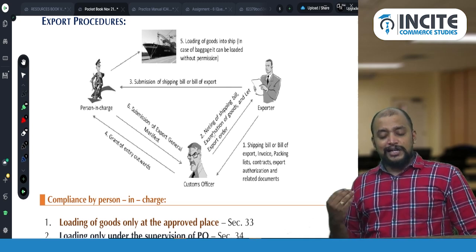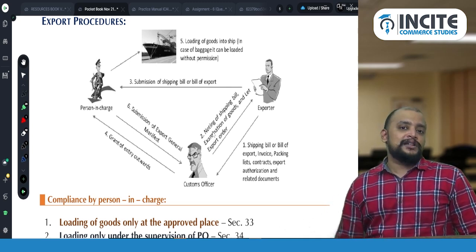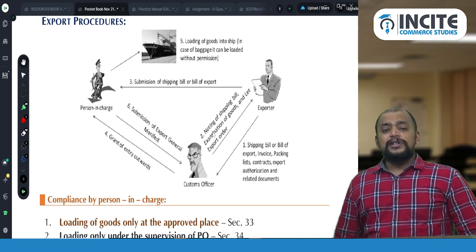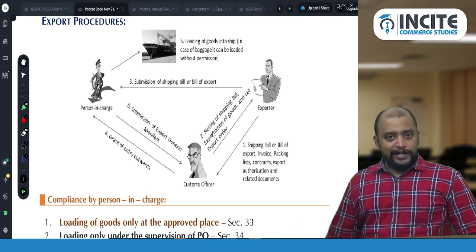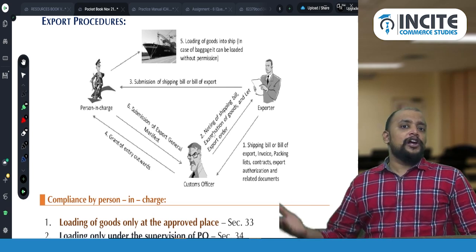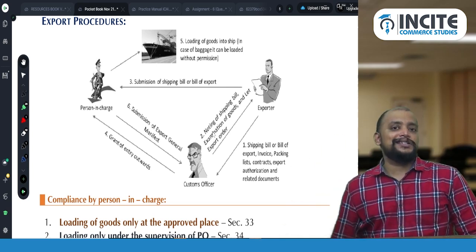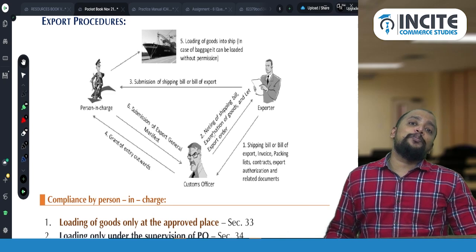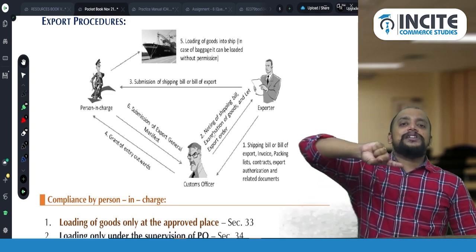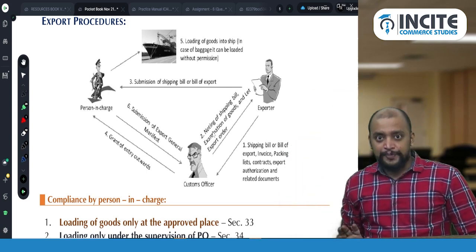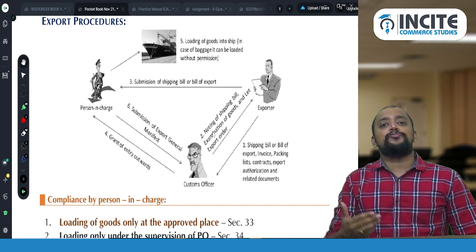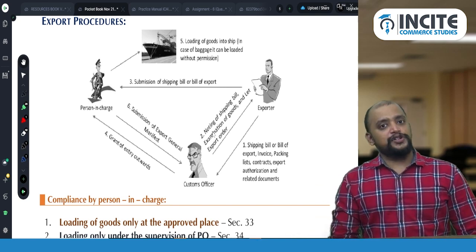Once the exporter files the document, the customs officer will verify the goods and will pass a let export order. Then that shipping bill or bill of export along with the goods should be handed over to the person in charge. The person in charge should have obtained grant of entry outwards, and then the goods can be loaded into the vessel. Thereafter, the person in charge will submit an export manifest with the customs officer.